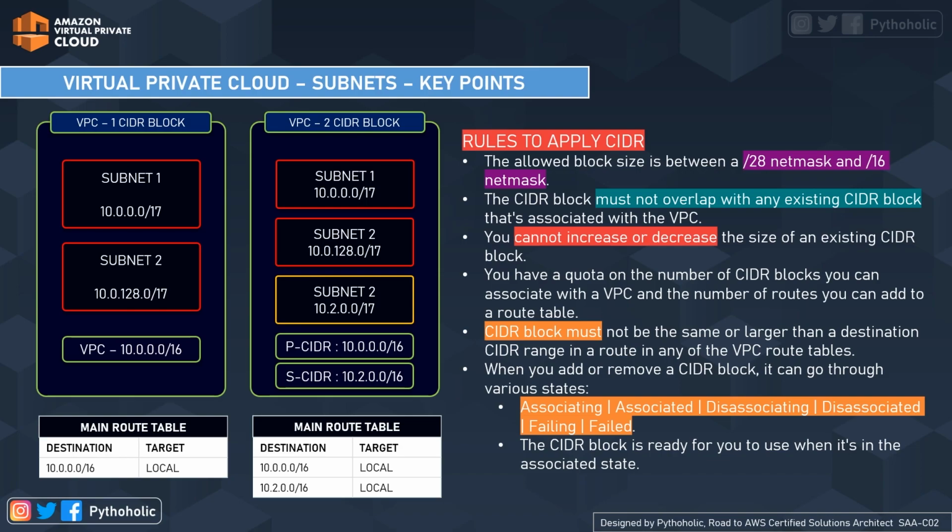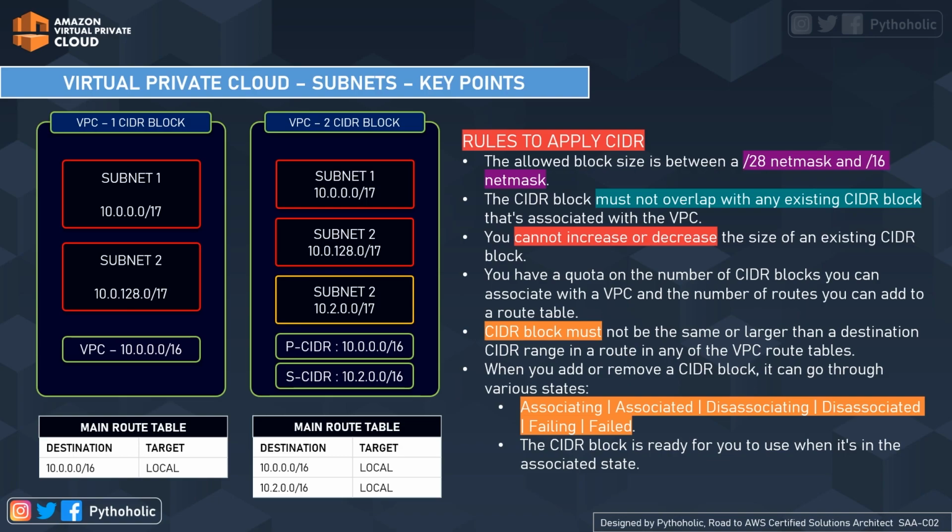Okay, and let's check the rules for adding CIDR blocks to the VPC. The first point that is very important for us, I think we have already discussed this: the allowed block size is between /28 and /16 netmask. The second point is that the CIDR block must not overlap with any existing CIDR block that's associated with the VPC. And remember one thing, you cannot increase or decrease the size of an existing CIDR block. So please be careful when creating one. And you have a quota on the number of CIDR blocks you can associate with a VPC and the number of routes you can add to a route table.